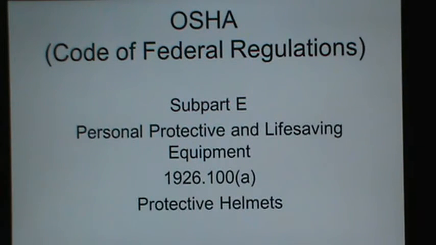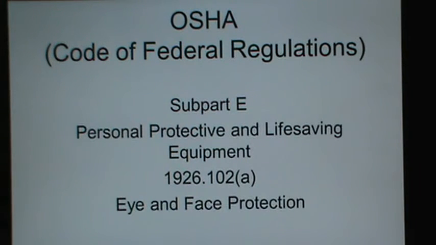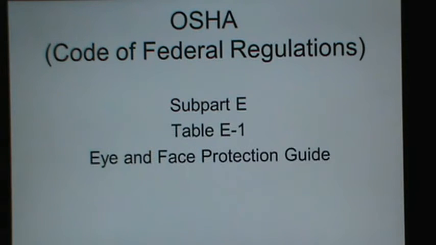We're going to go to subpart E, where we're talking about personal protective and life-saving equipment. It says in paragraph 1926.100(a) that employees working in areas where there is a possibility of some type of injury from a falling object shall be protected with protective helmets. Drop down 4 or 5 paragraphs. It's going to be in section 102(a), eye and face protection. Employees have to be provided with eye and face protection equipment when machines or operations present potential eye or face injury. There you go.